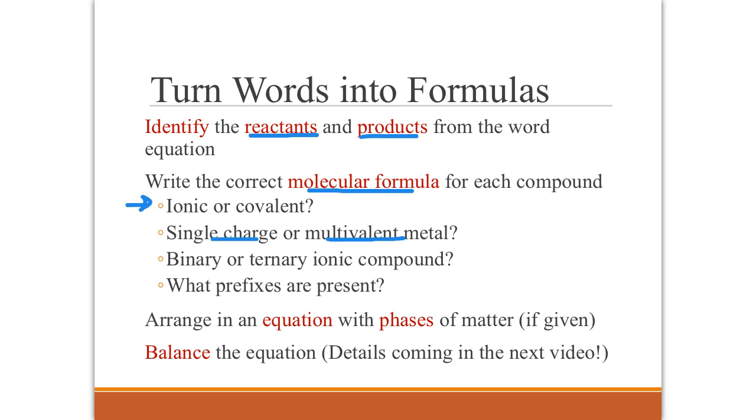And then looking at, is it a binary or a ternary ionic compound? Are you going to be looking at the polyatomic ions or the regular single charge ions in your periodic table of the ions reference table? And then if it's a covalent compound, then you want to look at what prefixes are present in the names that you've been given in the word equation so that you know how to write that formula. Once you determine the molecular formula, the next thing to do is to arrange it in an equation. And if you have phases of matter, if they're given, go ahead and put those in as well. And then last, you will balance the equation.